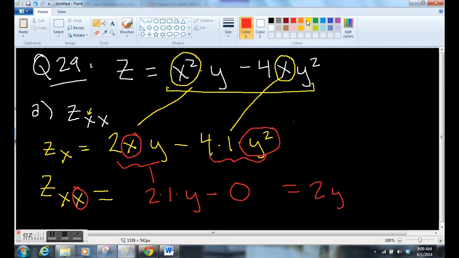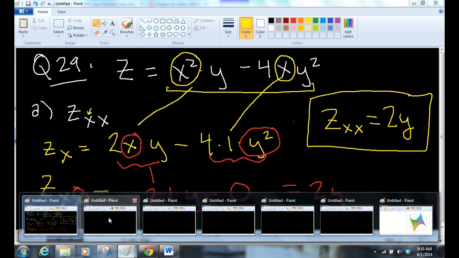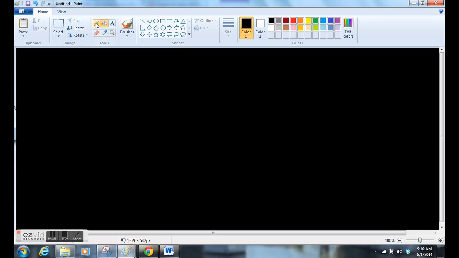So we are 1/4 of the way through our problem. zxx is equal to 2y. And you can see that is why I cross my z's, because my z's look like 2's. It's one of my great personality flaws.